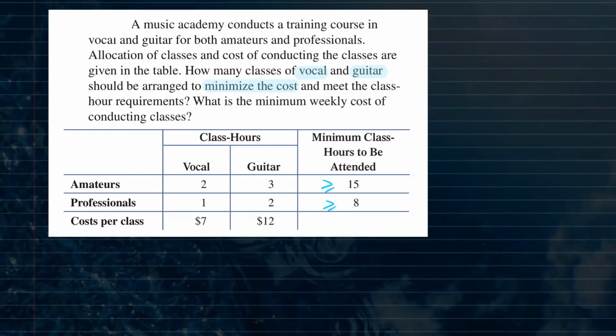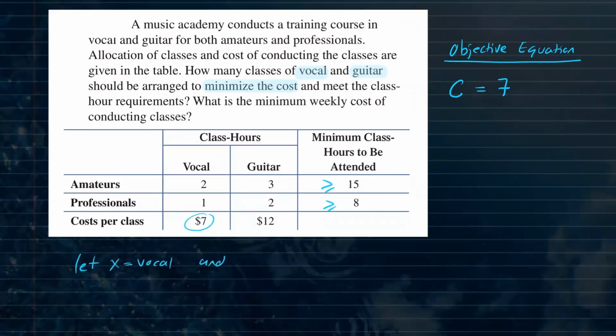So we can write down the following. Our objective equation or function is the cost function. So let's call it C. It's going to cost $7 per class for vocal. So 7 times, let's introduce some variables. Let X stand for vocal and Y stand for guitar. So that means $7 for vocal, so that's 7 times X plus, and then Y is going to stand for guitar. So that's $12 for guitar. That's Y. That's the one we're going to be minimizing.